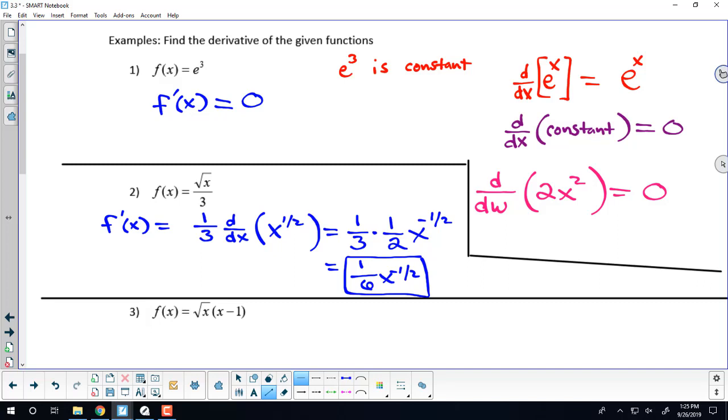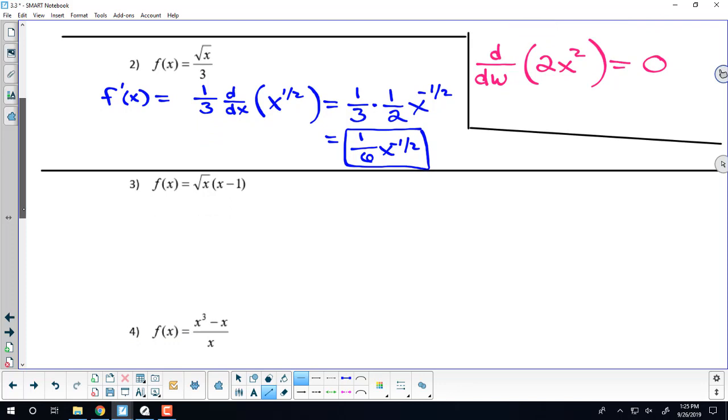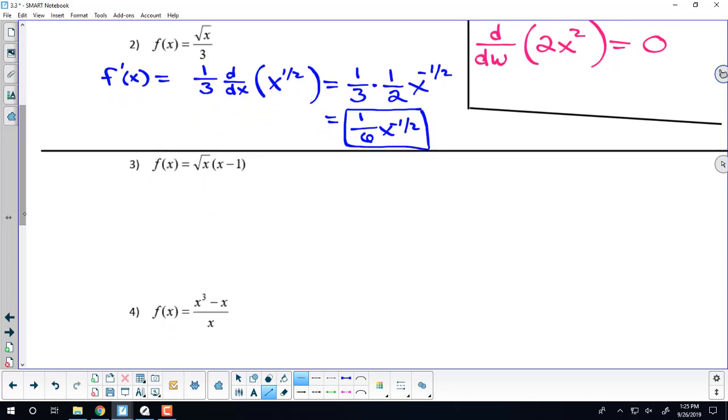Okay. Does anyone have any questions on example 2? Okay. How about example 3?